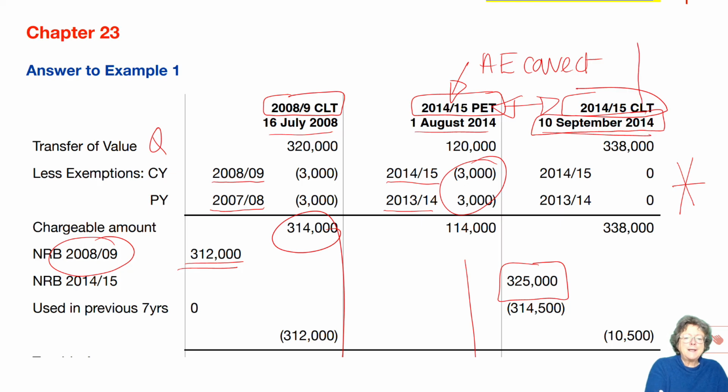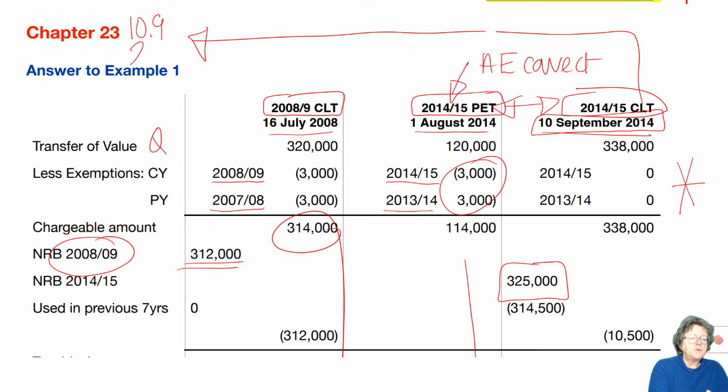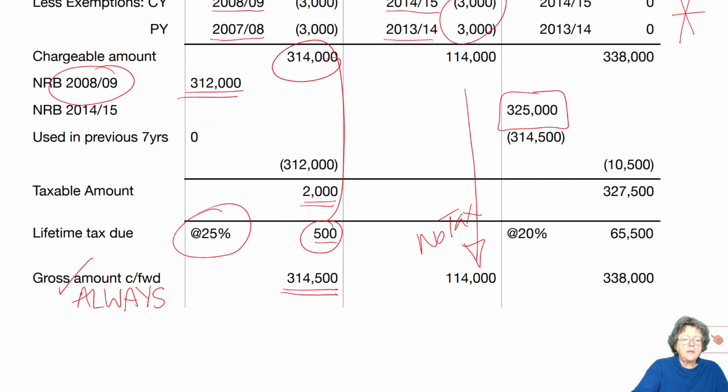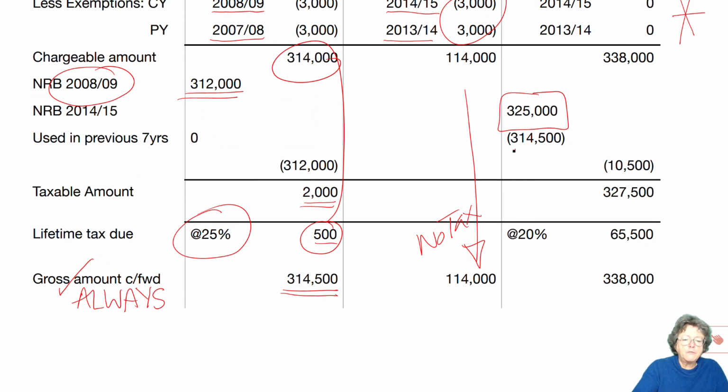We need to go back 7 years to the 10th of September 2007 to see if there were any chargeable lifetime transfers in that period of time. And obviously there was. And you notice which figure we have used. We have used the gross chargeable transfer as the deduction, not the 314,000.